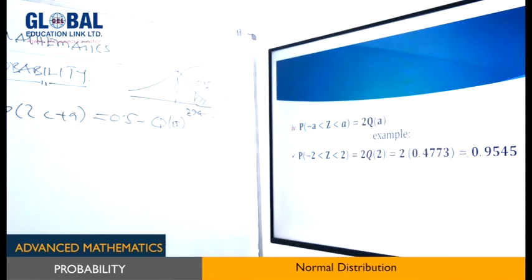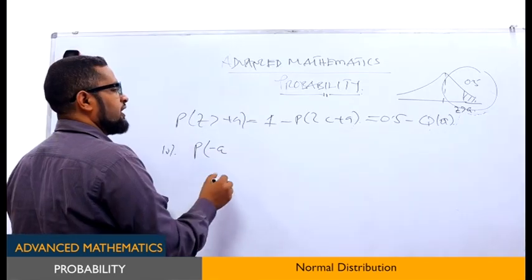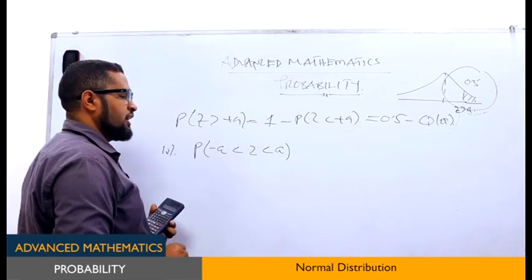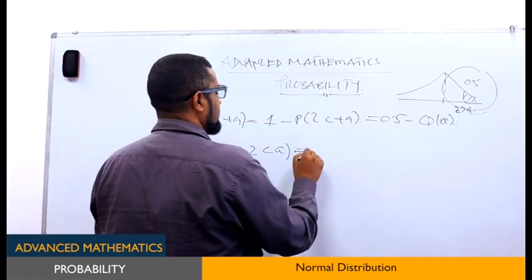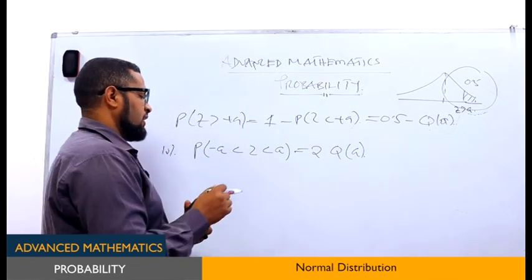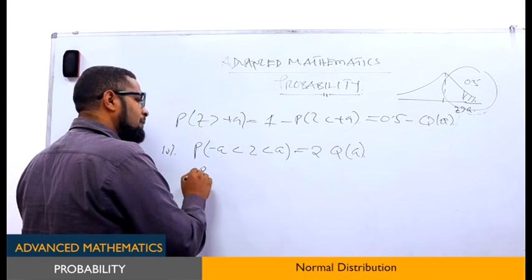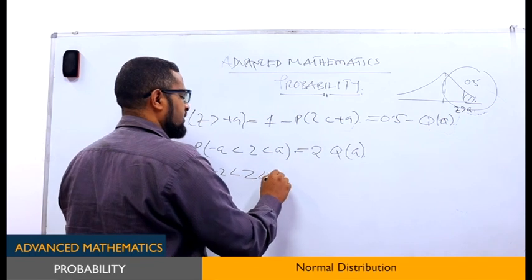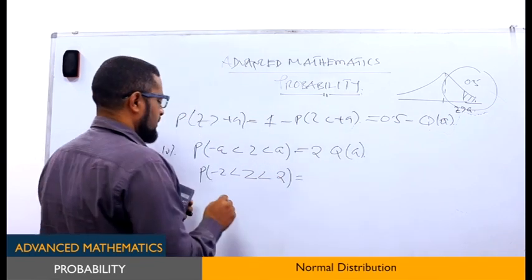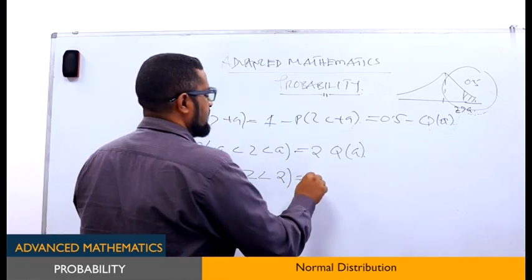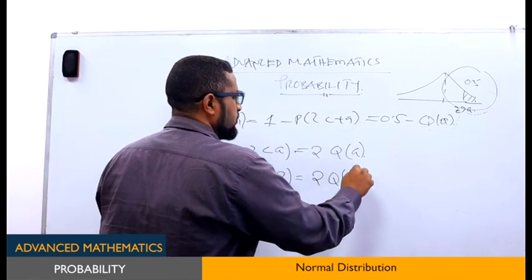Now, number 4. You may be given the probability of negative a less than z less than positive a. This is just simply 2 q of positive a. For example, the probability of negative 2 less than z less than 2. Just see here the difference is sign. This is negative and this is positive. So the same as taking 2 q of 2.